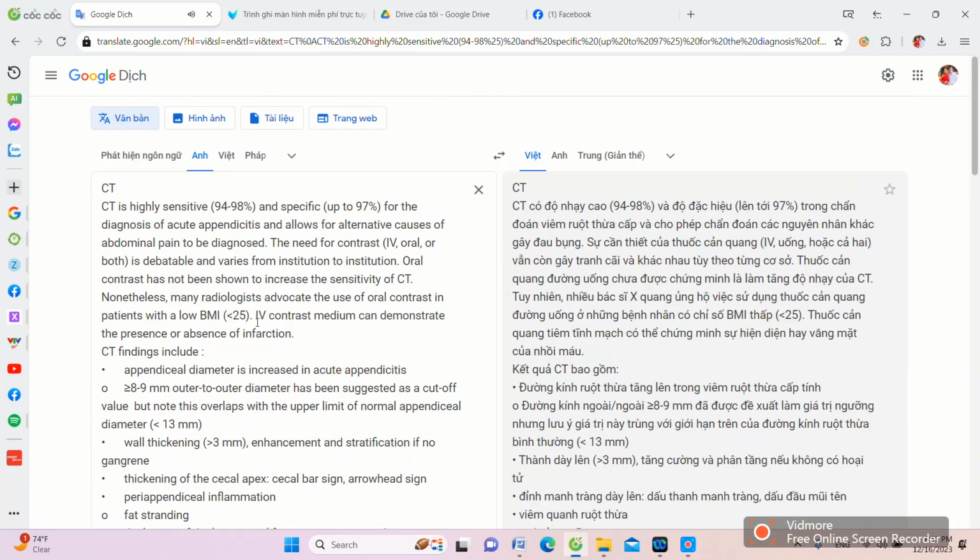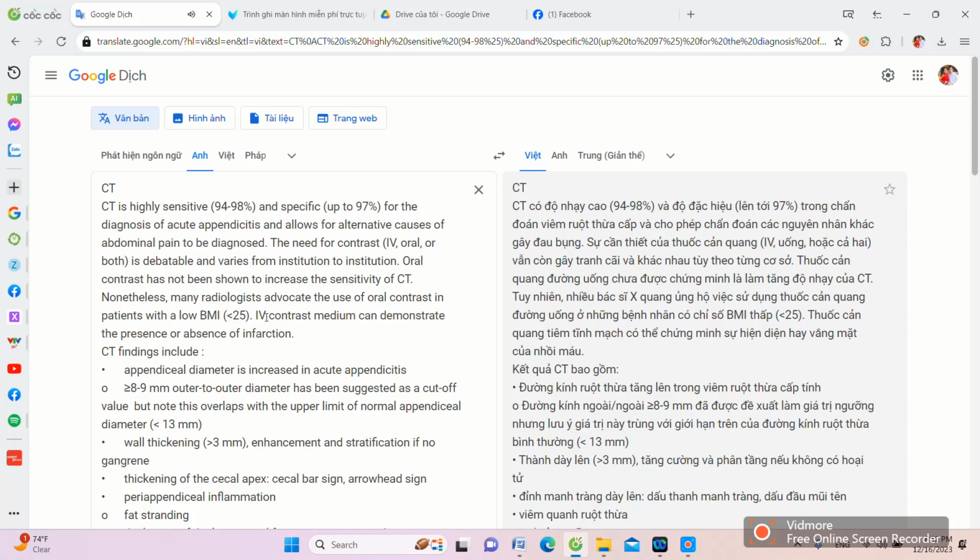CT is highly sensitive, 94 to 98%, and specific, up to 97%, for the diagnosis of acute appendicitis and allows for alternative causes of abdominal pain to be diagnosed. The need for contrast, IV, oral, or both, is debatable and varies from institution to institution. Oral contrast has not been shown to increase the sensitivity of CT. Nonetheless, many radiologists advocate the use of oral contrast in patients with a low BMI, less than 25.